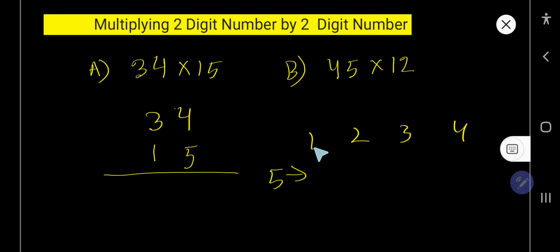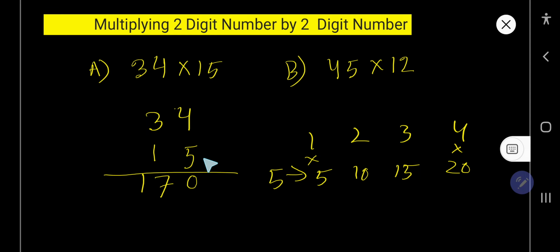So note that 5 times 1 equal to 5. 5 times 2 will be just add 5 with this 5, that is 10. 5 times 3 will be just add 5 with this 10, that is 15. Then 5 times 4, just add 5 with this 15, 20. That is, 5 times 4 equal to 20. So write 0 here and carry over 2. 5 times 3, 15, 15 plus 2, 17. 17, right?